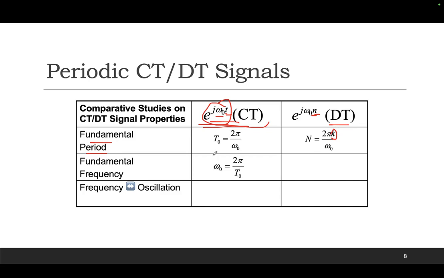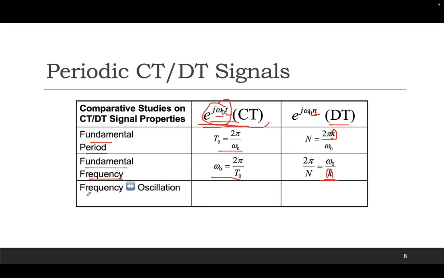Okay, and for the frequency, it is 2 pi over T naught, based on this equation. And for this one, the fundamental frequency should be omega naught divided by k, like 2 pi over N. Why? Because we want the fundamental frequency, which means the frequency should be the smallest one. That makes sense to you? So we need to find the k and then get the fundamental frequency. That makes sense to you?